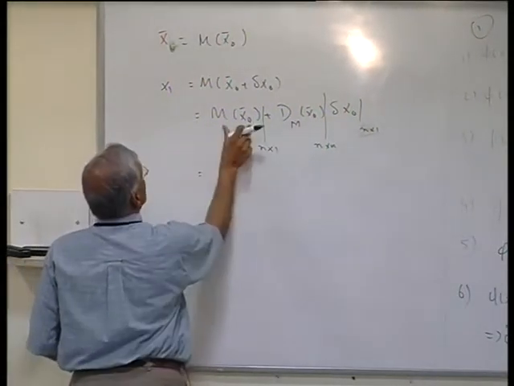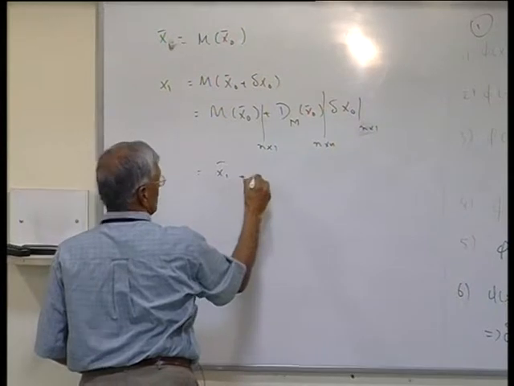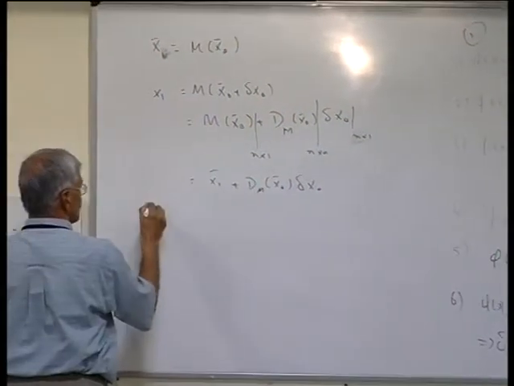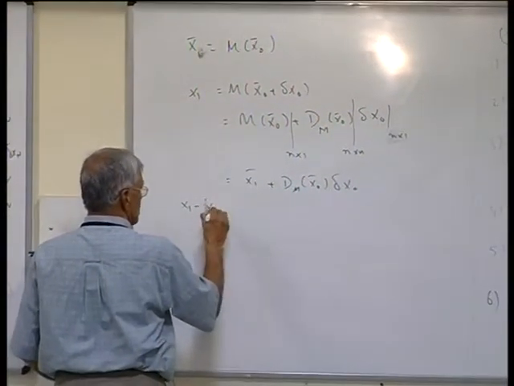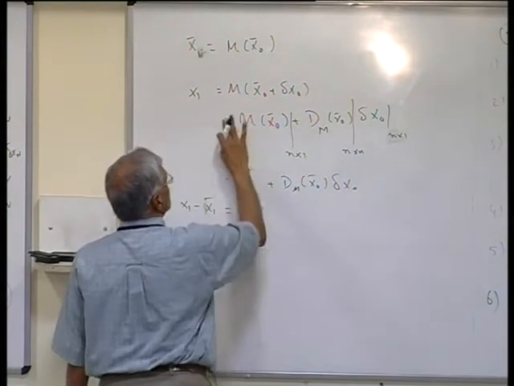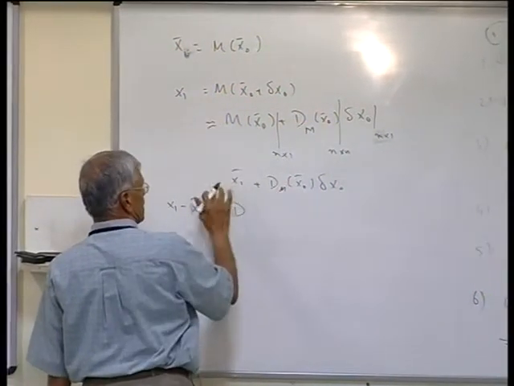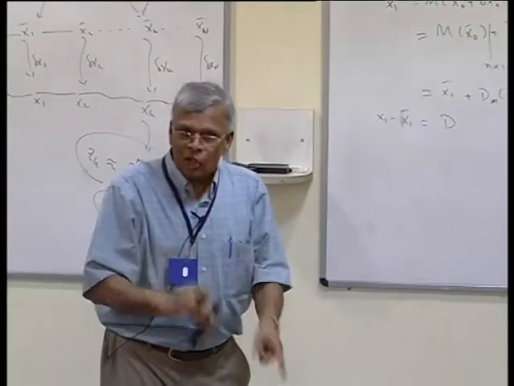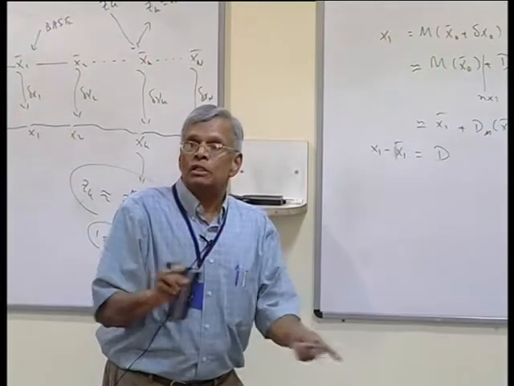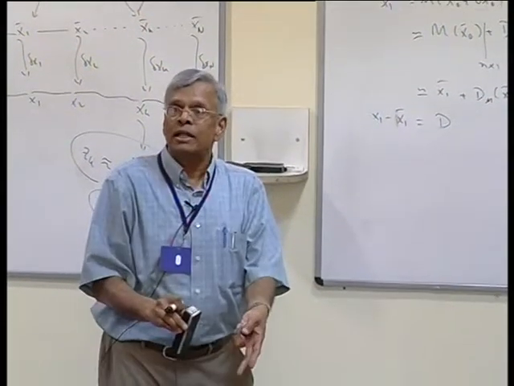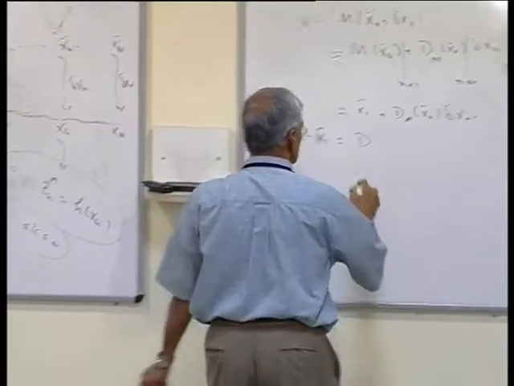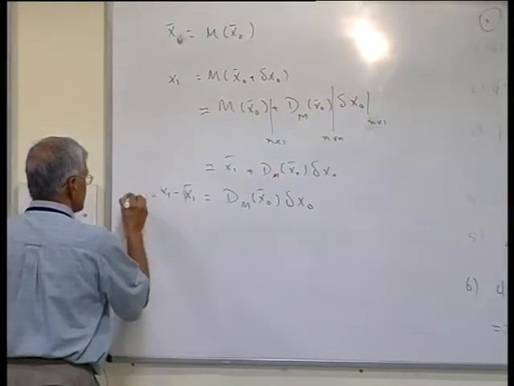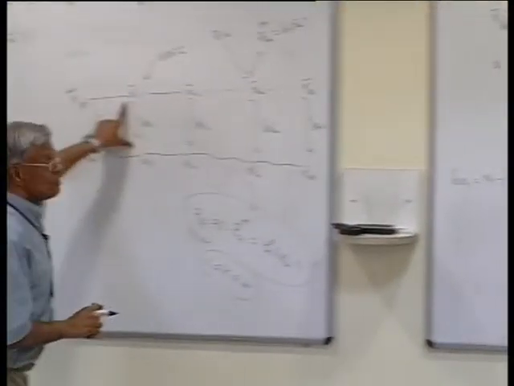But what is this? m of x naught from here is x1 bar plus dm at x naught times delta x naught. So if I kick this to the side, x1 minus x1 bar is, I should say approximately equal to, but you know what I'm doing, so I'm going to be a little sloppy and call it equal. If you know you are abusing notation, you can continue to abuse it, because you know you have started abusing it. But what is this? That's delta x1.